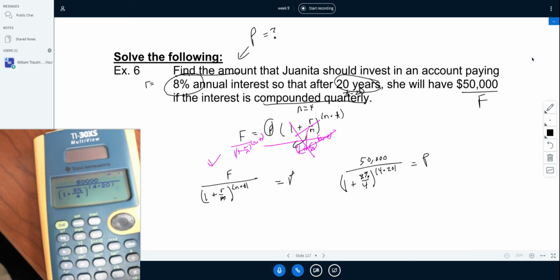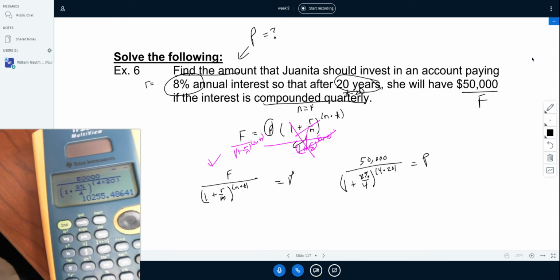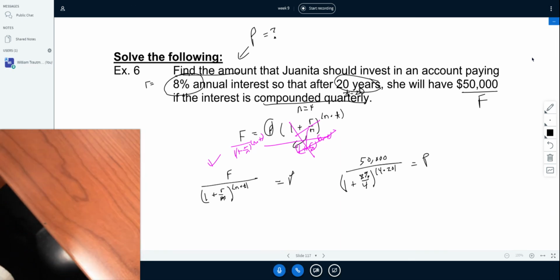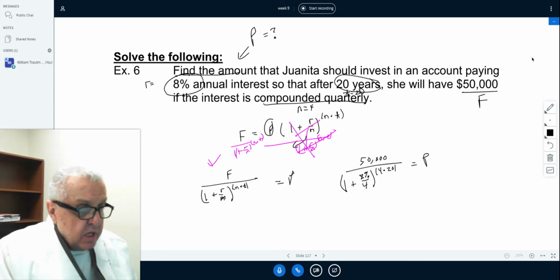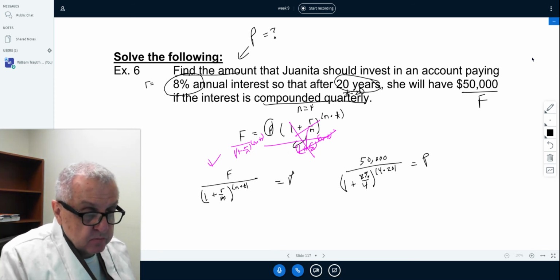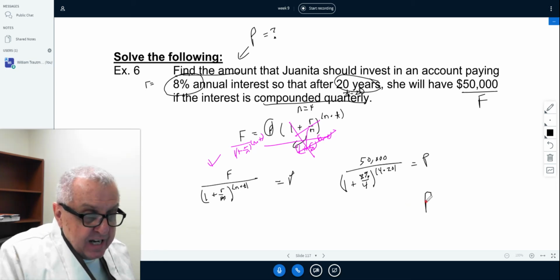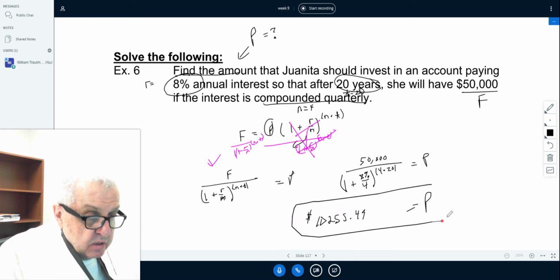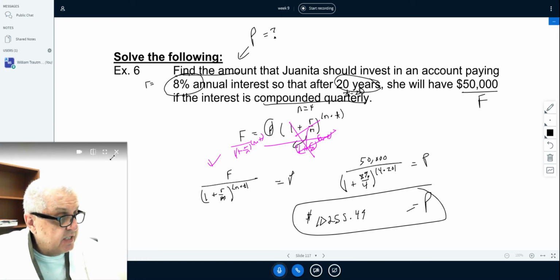And you see, I have everything typed in exactly as I see it on my paper, and I hit enter, and I get $10,255.49. So, in order for me to have $50,000 20 years from now, I have to put $10,255.49 in the bank now. And then 20 years later, I'll have $50,000. That's cool.